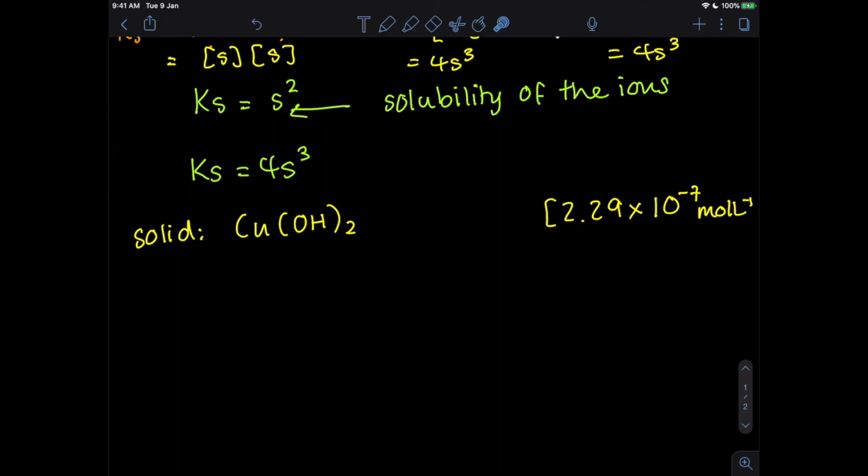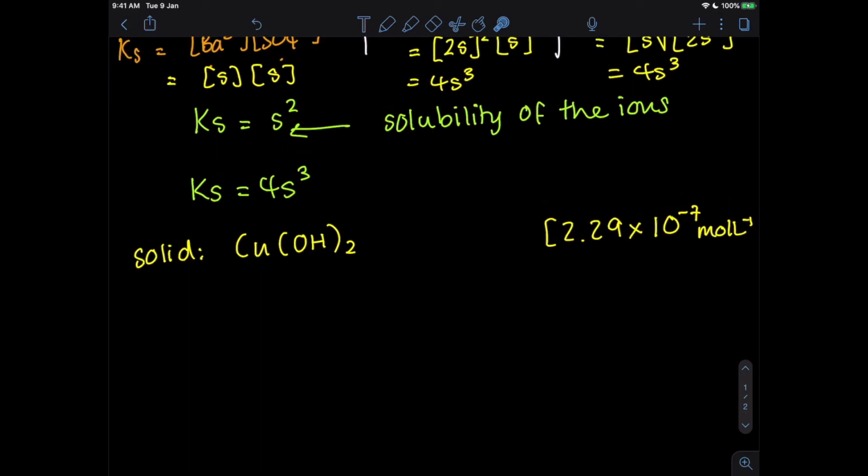So we're given our concentration of 2.29 times 10 to the negative 7 moles per litre. So is this solid an AB, an AB2, or an A2B solid? Here's AB2, so we've got 1 copper and 2 hydroxide, which means it's an AB2. So am I going to be using s squared or 4s cubed for this one? 4s cubed, fantastic, because we're a bit more complicated.